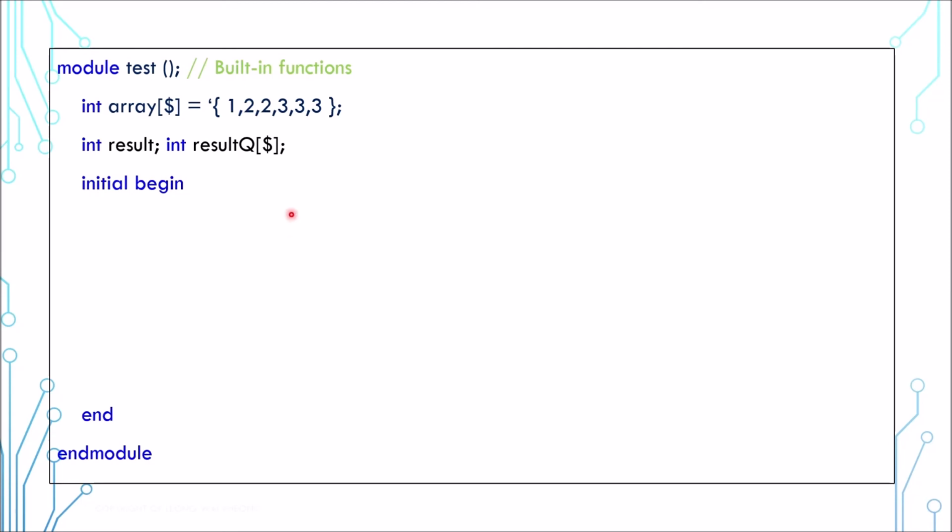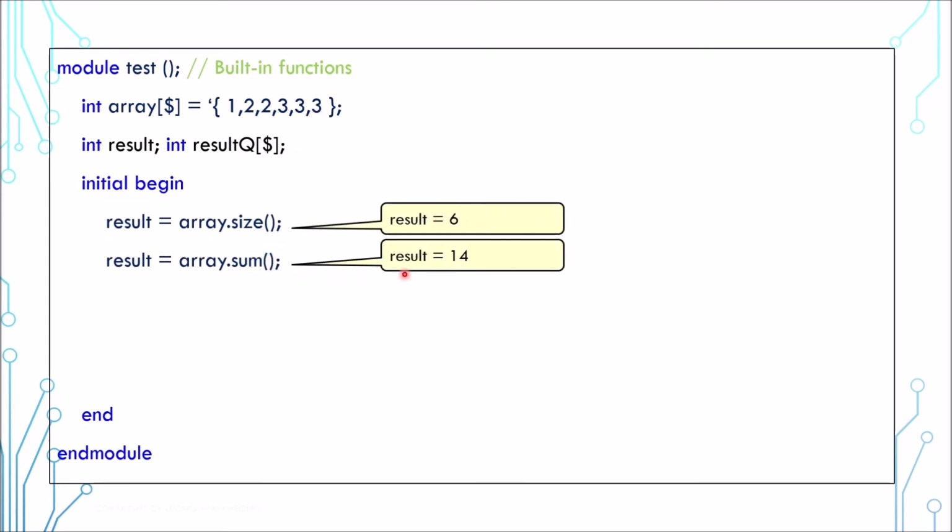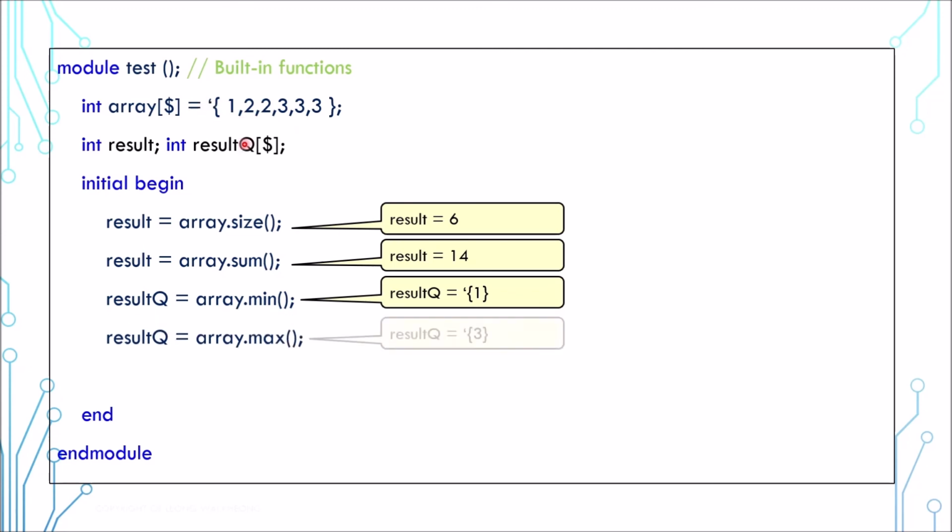In this example, there is a queue with 6 values: 1, 2, 2, 3, 3, 3. Calling the size function will return 6, meaning 6 elements. Calling the sum function will return 14, which is adding all the elements together. The min function will return a queue with only one value, 1. That value 1 is the minimum value in the array. Similarly, you can call the max function, which returns a queue with only one value, 3.